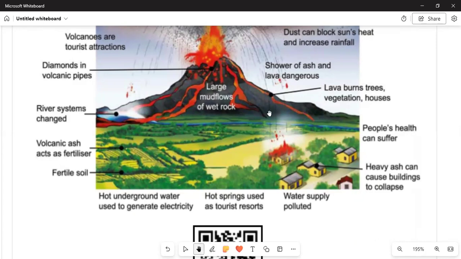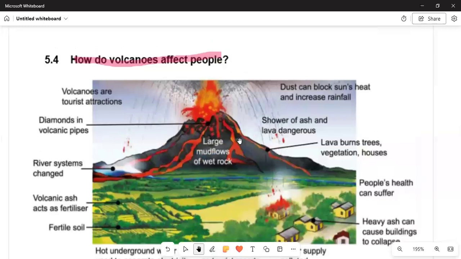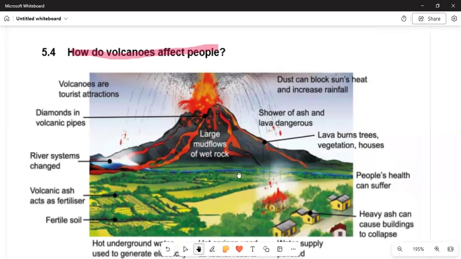Water supply is polluted, and then the hot springs, and we must understand the hot underground water that is used to generate electricity will also be a problem and hampered because of the contamination by these gases that are released by the mud flows. So let us understand that the volcanic ashes act as fertilizers, and the river system is unchanged. The diamonds in the volcanic pipelines still occur. And lastly, volcanoes are a tourist attraction.